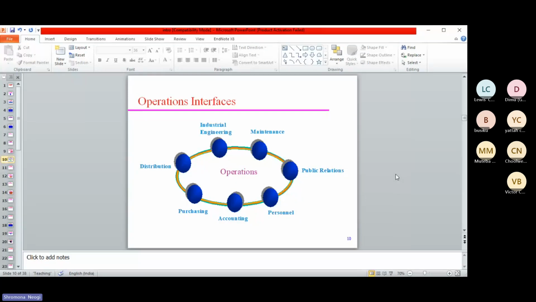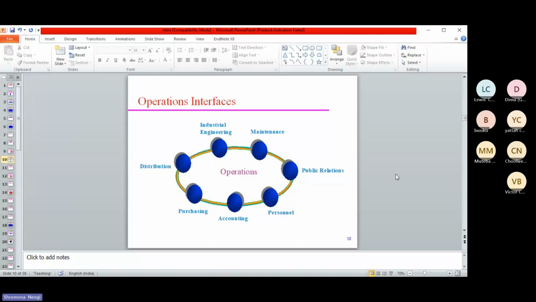Now, here we will understand how operations is not just production, how it interfaces with all the others as well. We just talked about accounting or finance. Now, let's start with purchasing. That is where we can start. When we talk about the operations process or a production process, it starts with purchasing of raw materials.